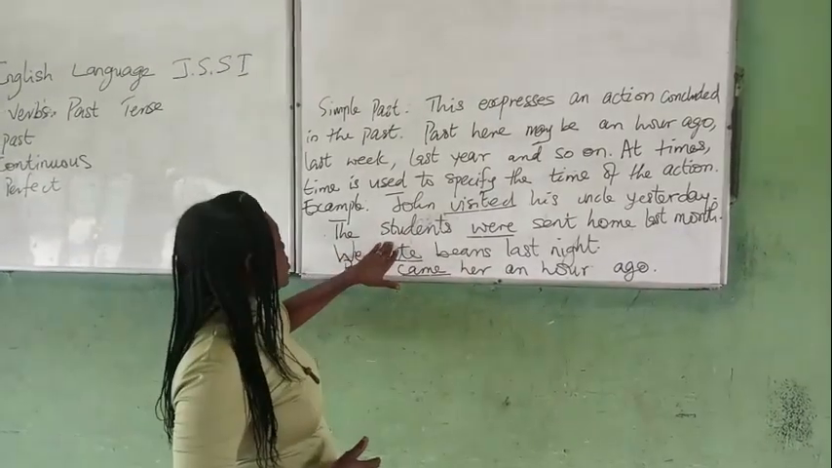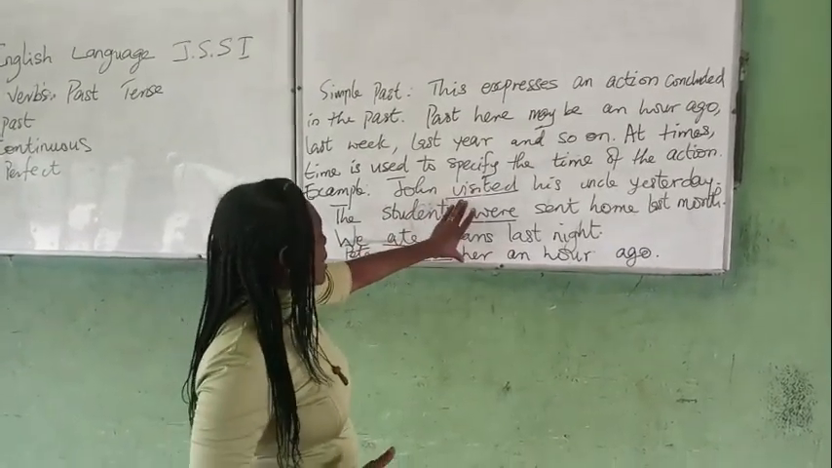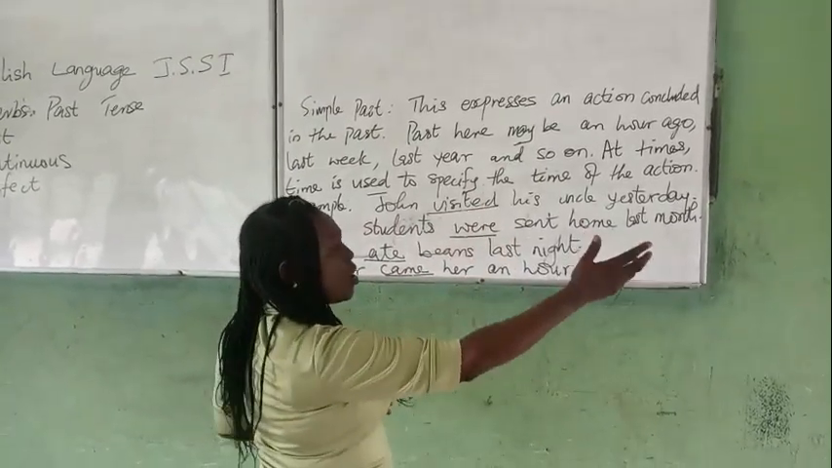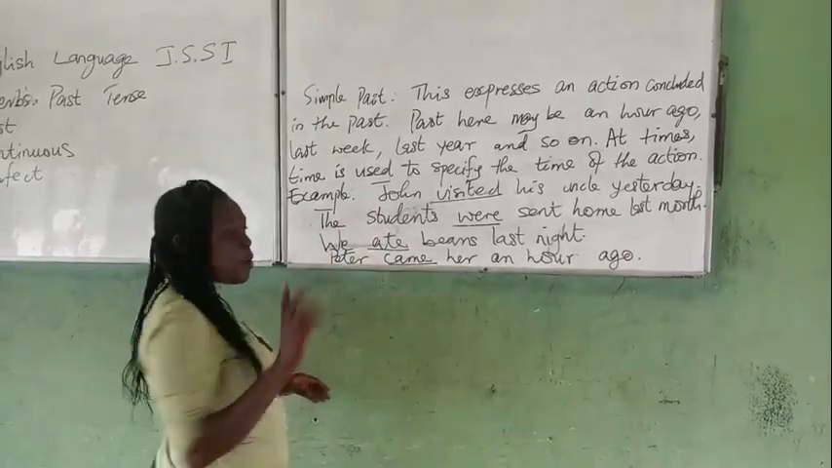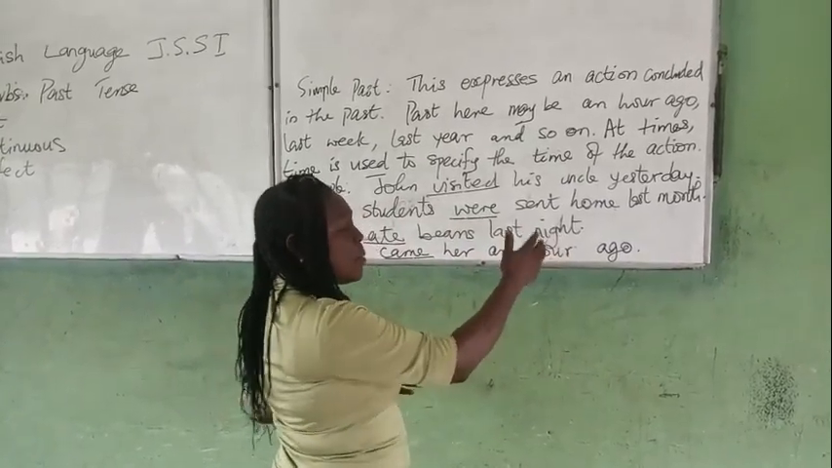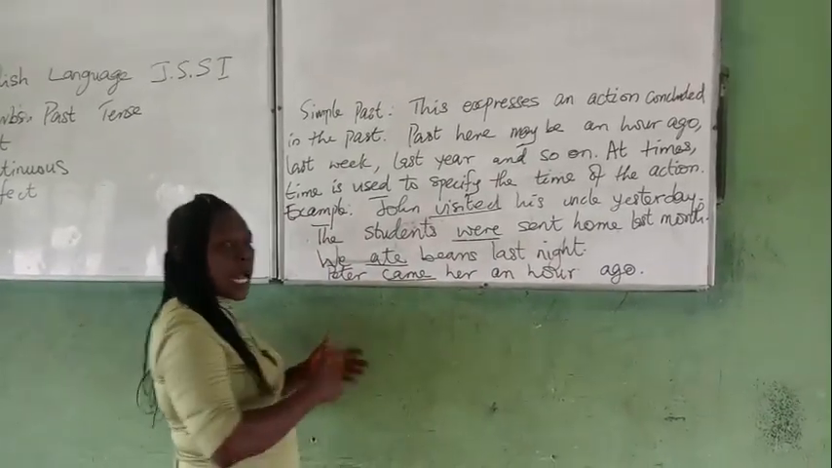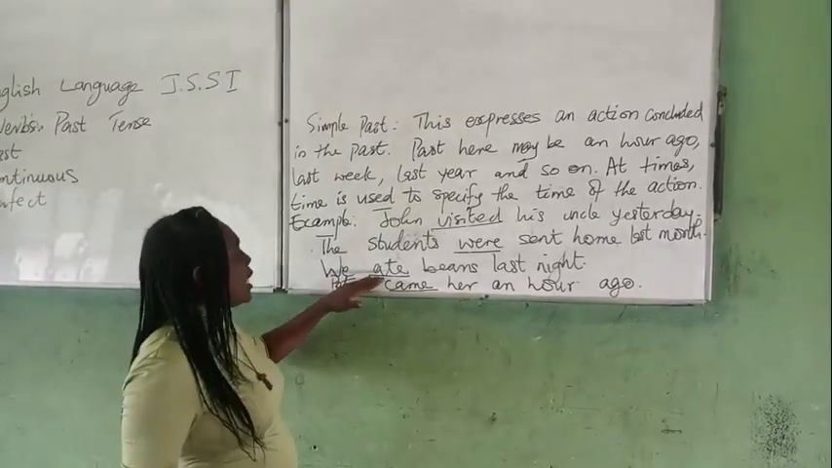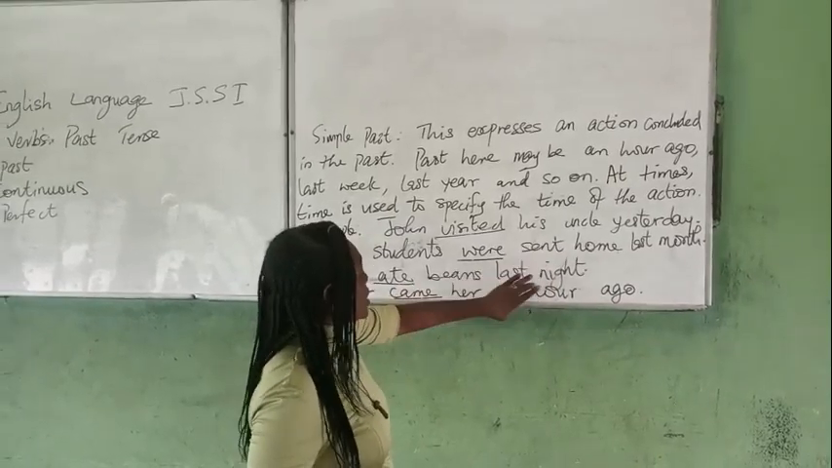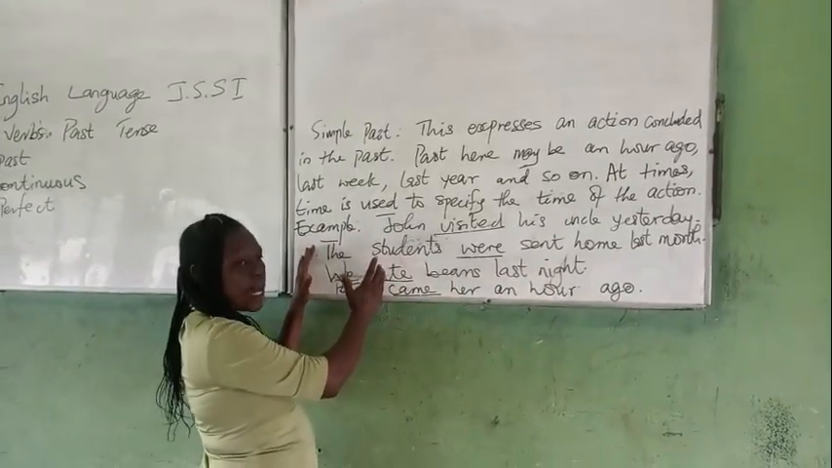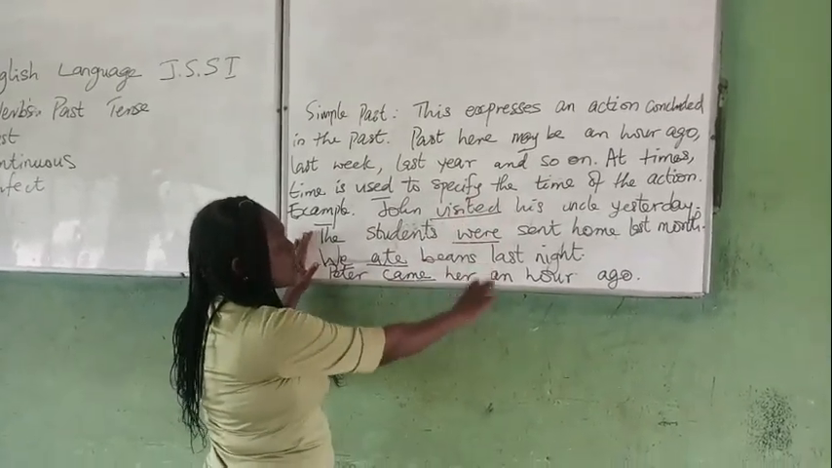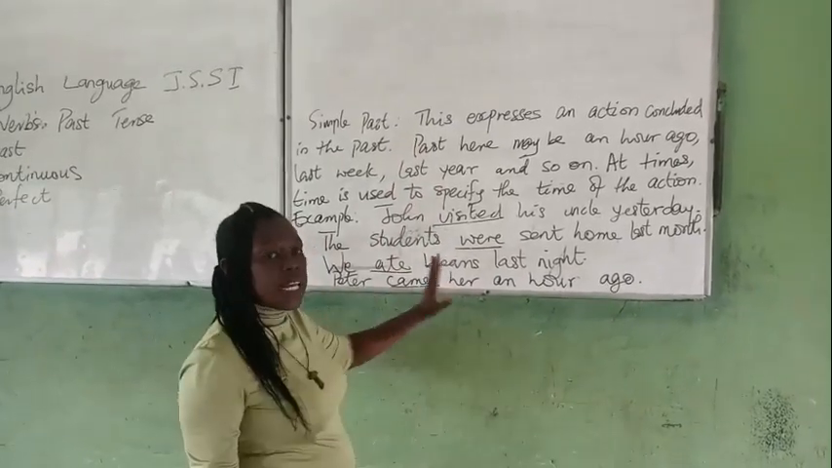So if I now change these ones to present, I will now have John visits his uncle always, to make it simple present. Then students are sent home maybe every month to show that it happens once in a while. We eat beans every night. So you see now the tenses will change. But here, as simple past, we now have the verbs in the past tense to show that the actions have been completed in the past.